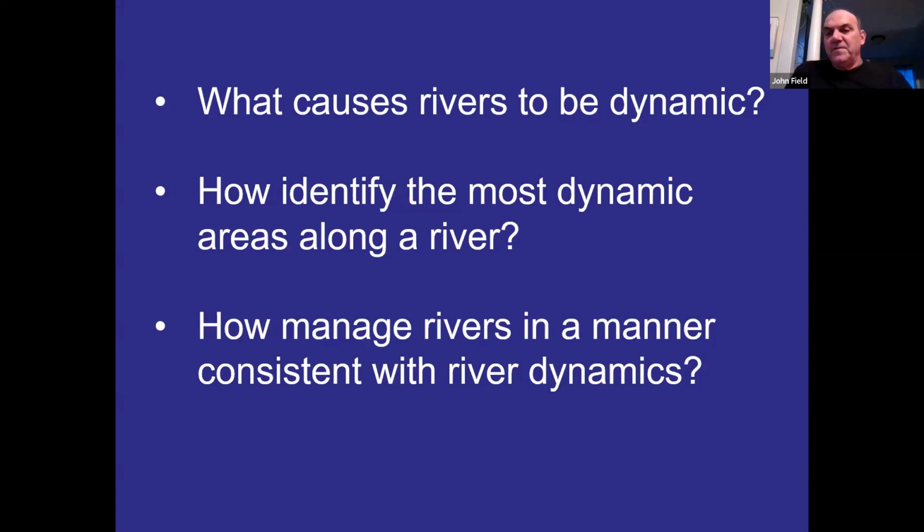So this brings up a few questions I'd like to talk about tonight. What causes rivers to be dynamic? How can we identify the most dynamic areas along a river, thinking ahead as river managers, trying to anticipate perhaps where problems could be faced rather than knee-jerk reactions once the problem has arisen? And then realizing that rivers are dynamic, how can we manage rivers in a manner consistent with that natural dynamic nature of rivers?